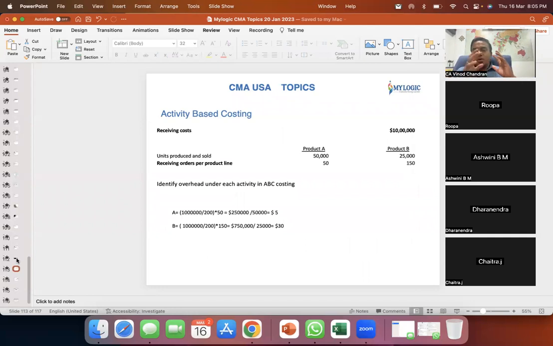So then we took one example. Receiving the order is the activity. What is the driver behind that? Receiving orders per product line. Number of orders per product line is the driver behind that. So when we identify that, based on that, we identify the overhead, 10 lakhs, and how we assign it to product A and product B. We started defining that. On a proportionate basis, overall is 200. 50 divided by 200 will give for A, 150 divided by 200 for B, and then based on that, we close it.